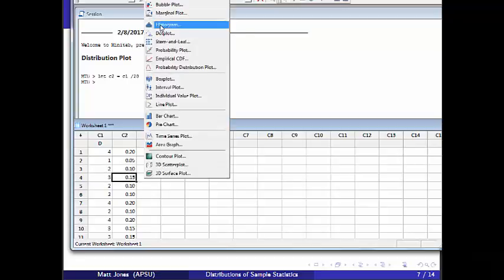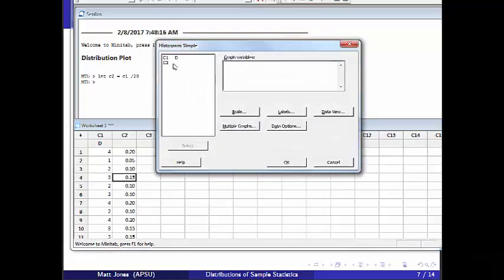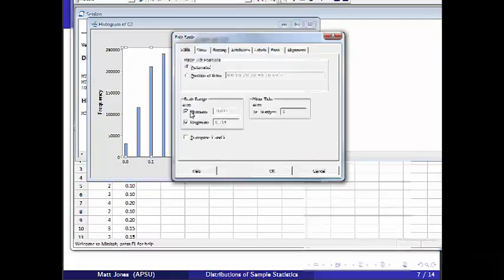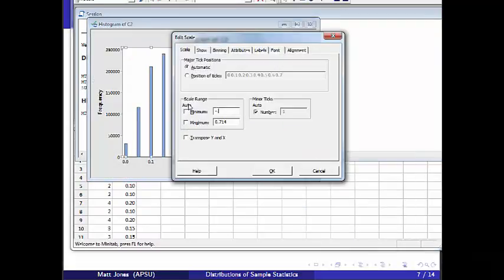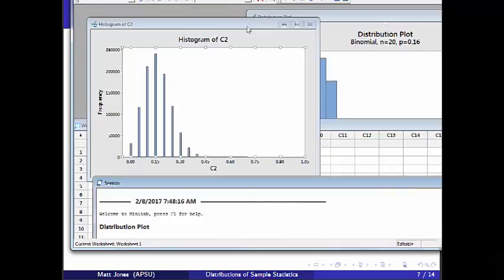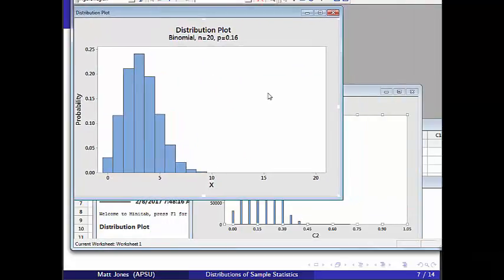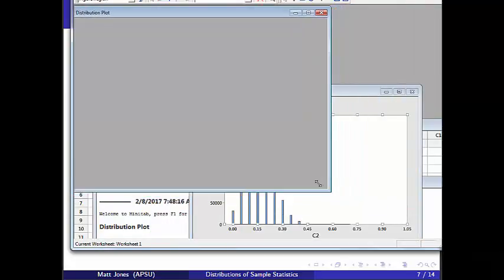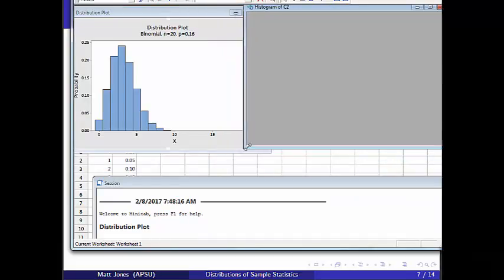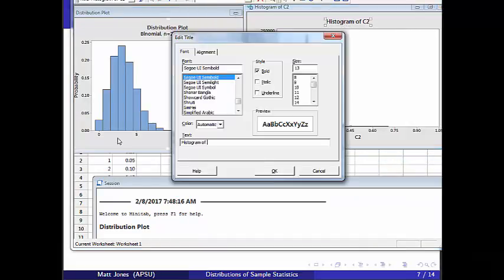So now, if I make a histogram of the stuff in column 2, that'll just be a histogram of my sample proportions. Now let's put this on a scale from negative 0.05 up to 1.05. And now let's compare this with our other plot. This first plot is for the random number of dimes, our binomial experiment, and this second plot is a histogram of sample proportions.